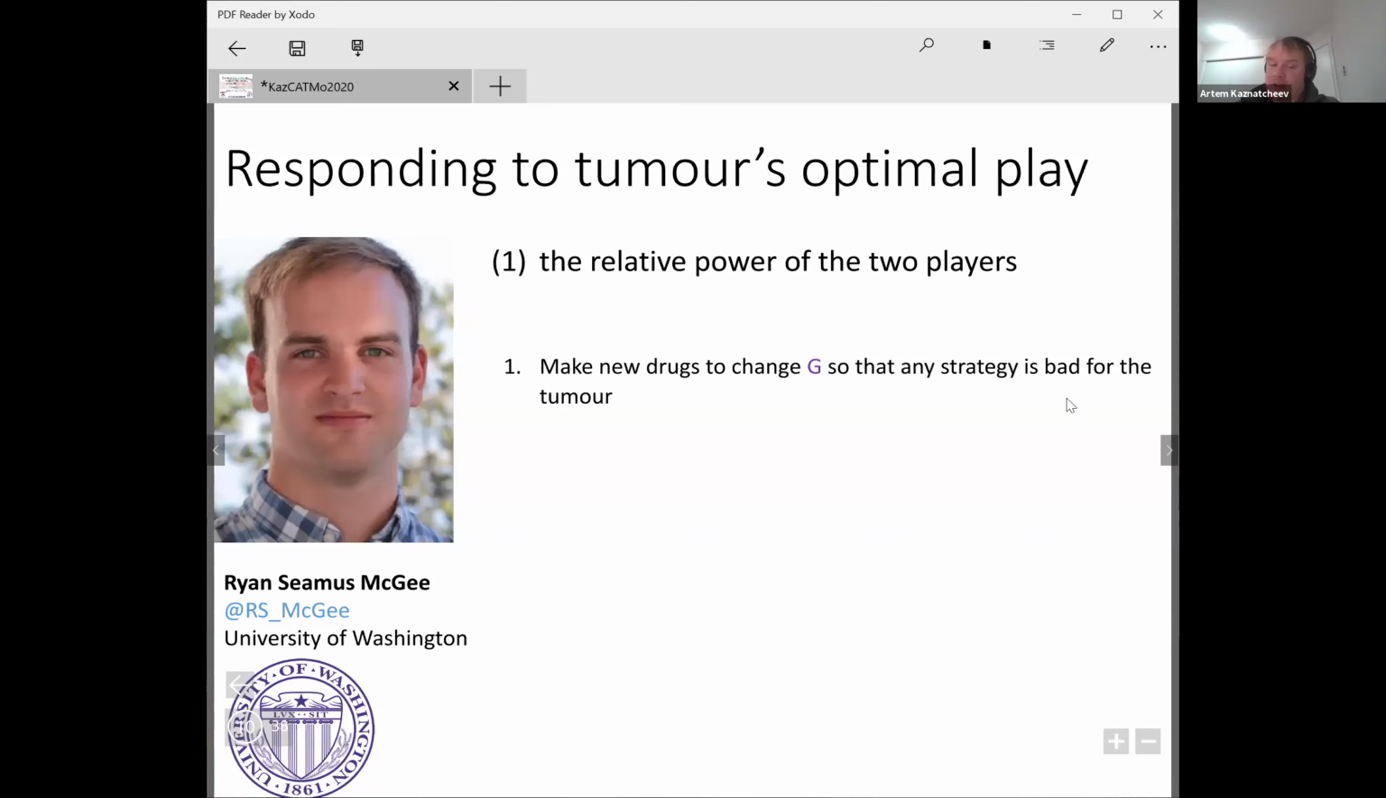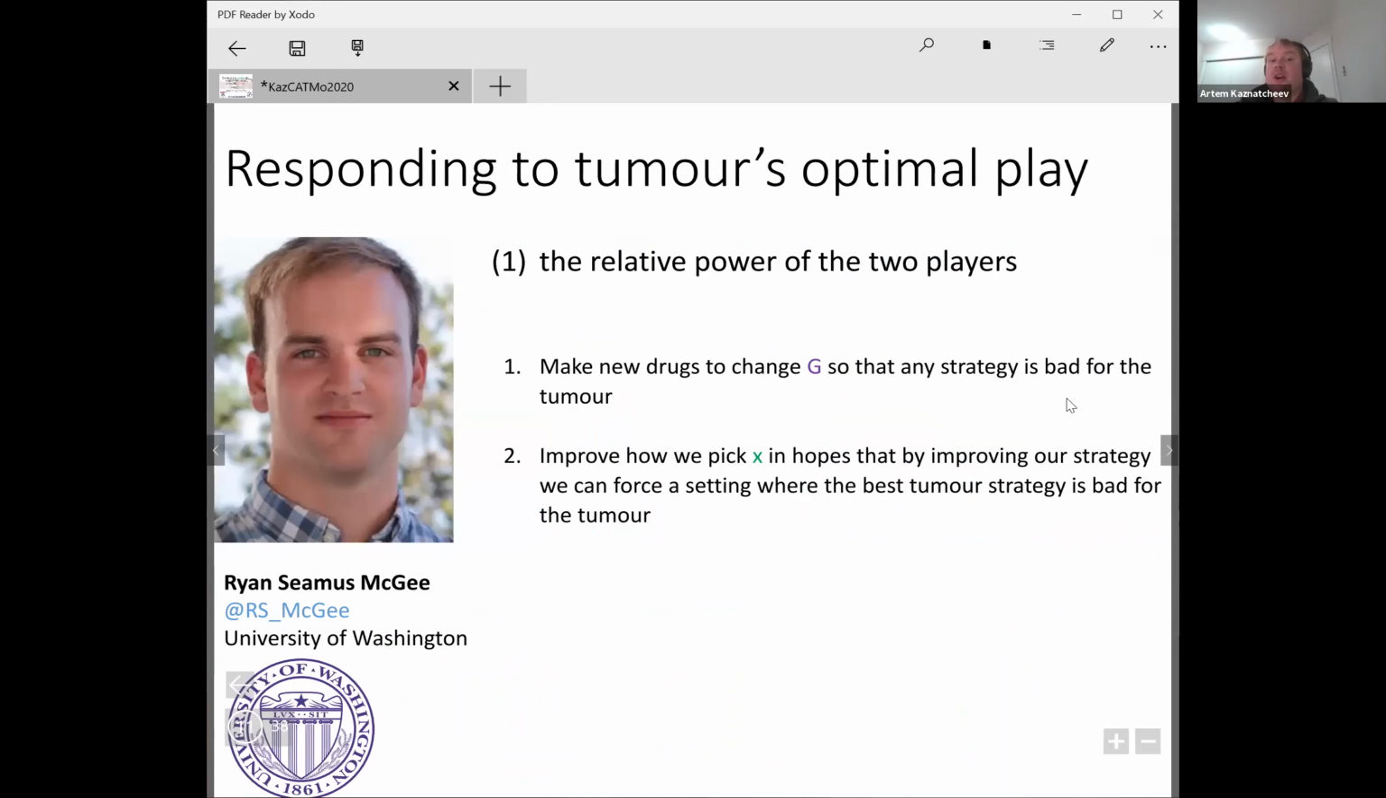So the strategy that adaptive therapy has taken is to improve how we pick our distribution over the existing drugs. And here the hope is that by improving our strategy, we can force a setting where the best tumor strategy is bad for the tumor. This is also sort of a hopeful strategy, but to some extent it is promising, because all we have to do is outperform the maximum tolerable dose, which keeps X kind of fixed throughout the whole treatment. And we have these extra degrees of freedom to vary our treatment, so we can expect to maybe find potential.